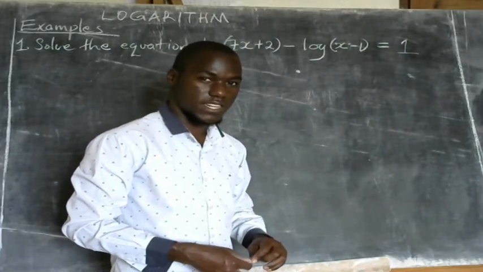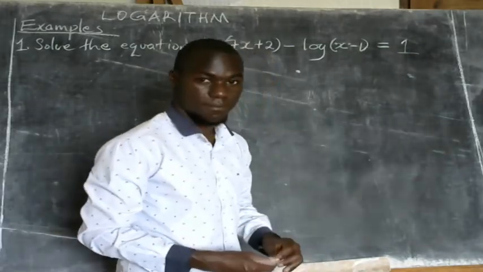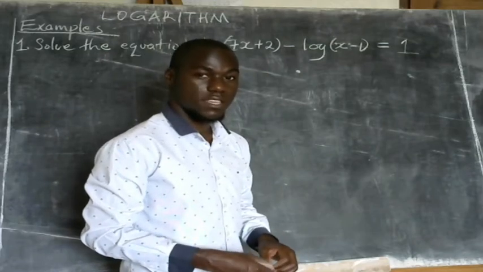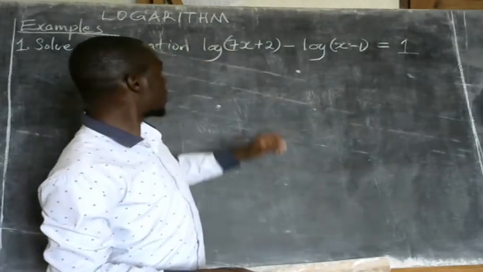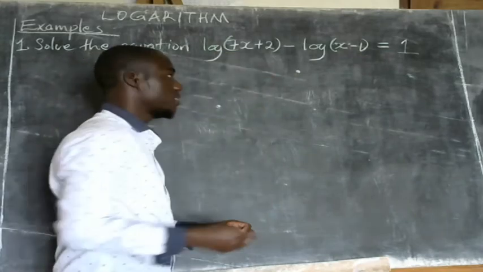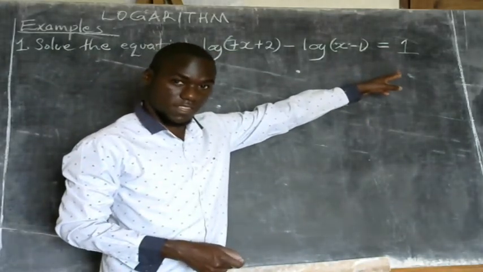So the first alternative is for you to make every term that is in the equation have a log to the given base. The base here is base 10, because it's not written, but it is base 10. So we must make that 1 a log base 10 also.